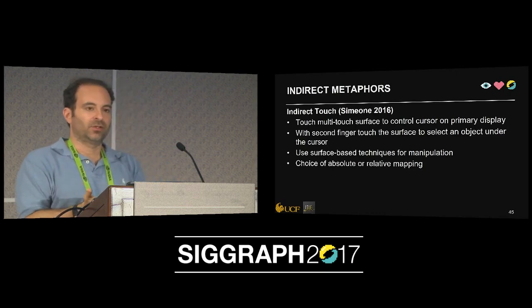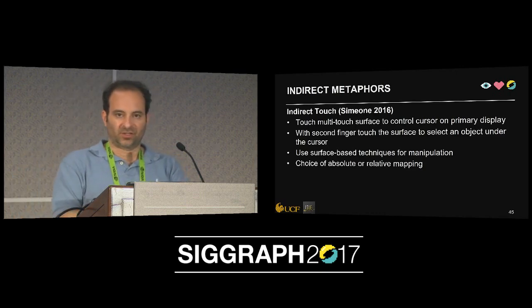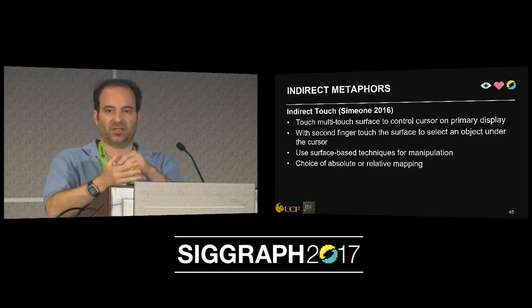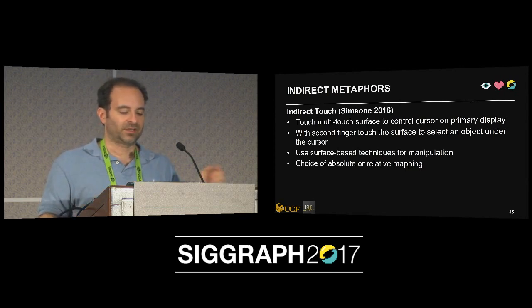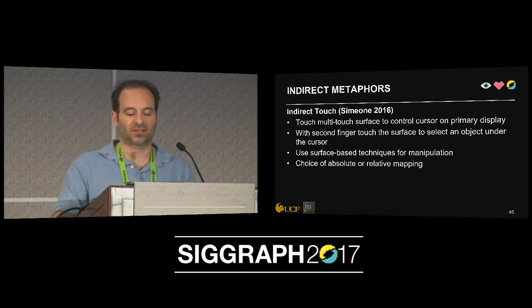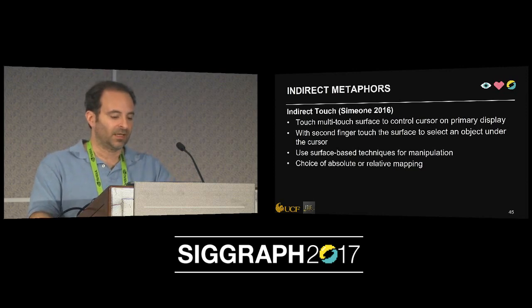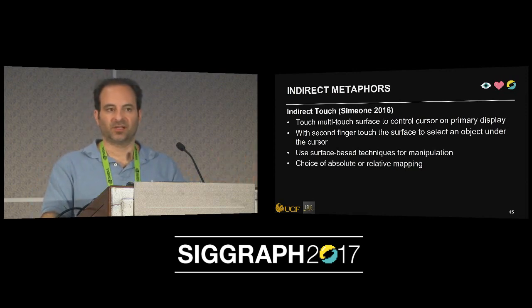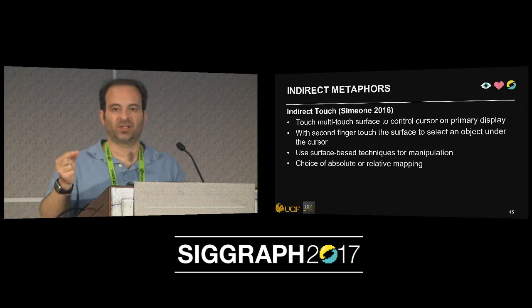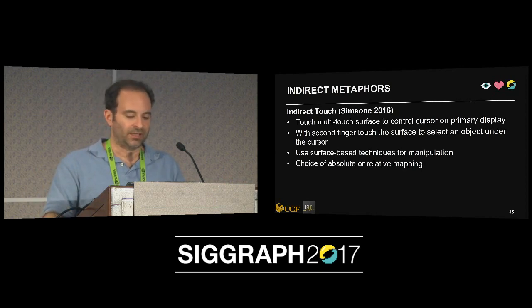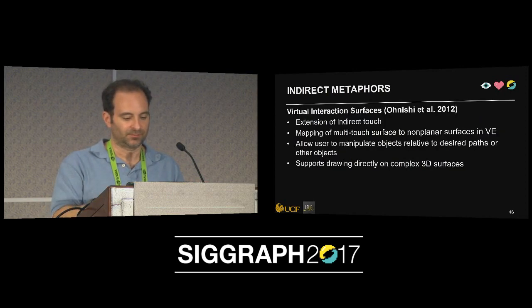And so you're using your one finger to actually move the cursor, and you could use an image plane to do this. And then with the second finger, you touch the surface to select the object under that cursor. And you use the surface-based technique for the manipulation, right? So the standard surface-based techniques, for pinching and zooming and so forth. Okay, and you can do absolute relative mapping with this type of technique as well.